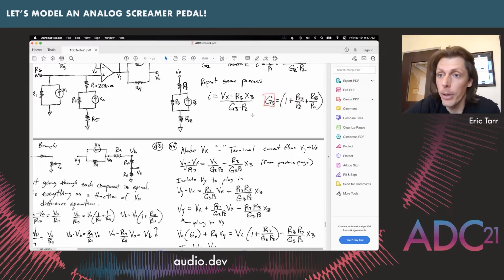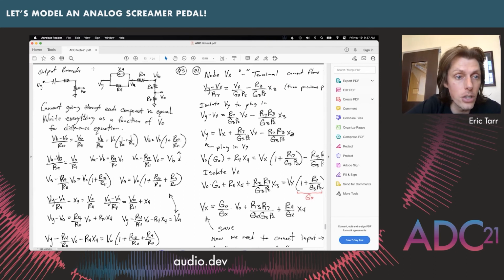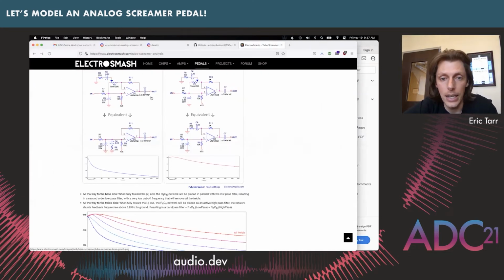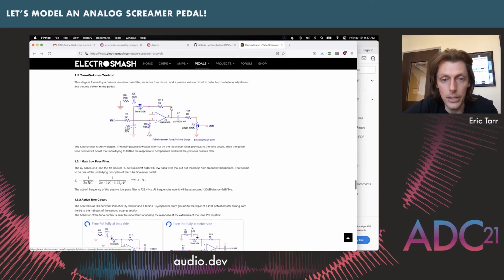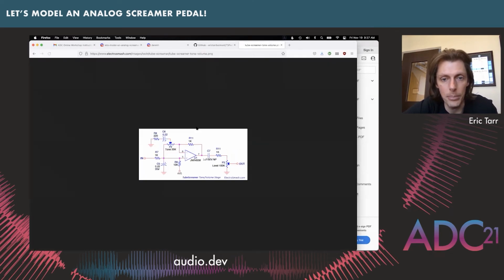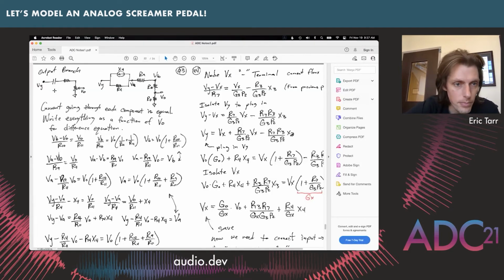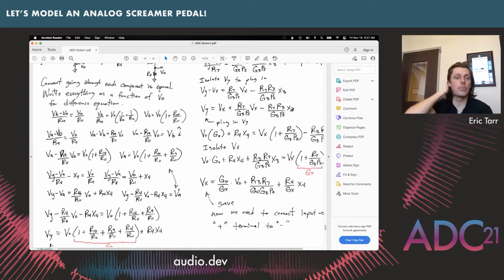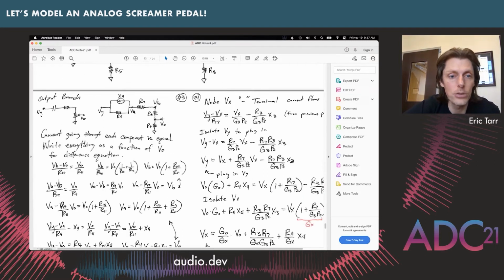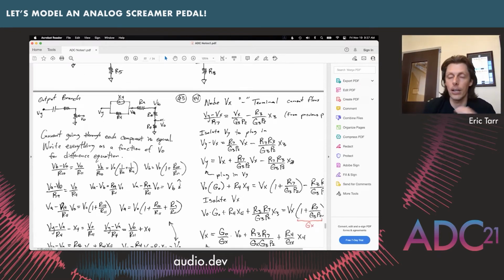Okay, then there's an output branch for us to look at. So this is where we're going to go through a capacitor, we're going to go through a resistor, and then we're going to go through the potentiometer. So that is this section right here, the capacitor and the resistor and the potentiometer. Sorry about that. So we know that the current going through all these components has to be equal to each other. So we have to write everything as a function of V out, because ultimately we want this as a relationship between V in and V out through this whole entire thing.